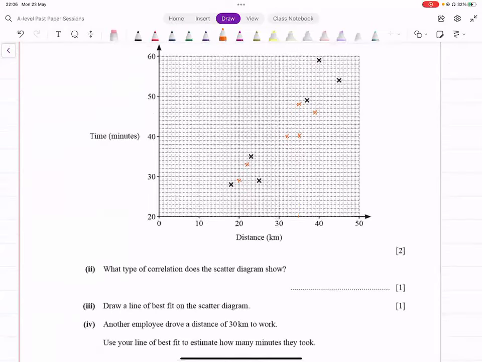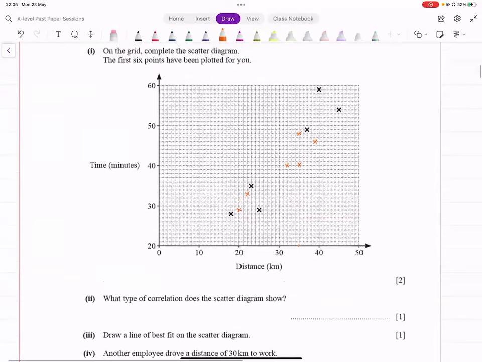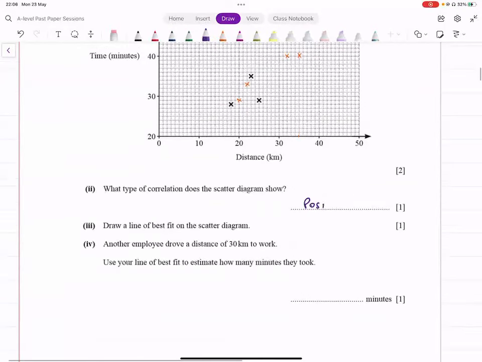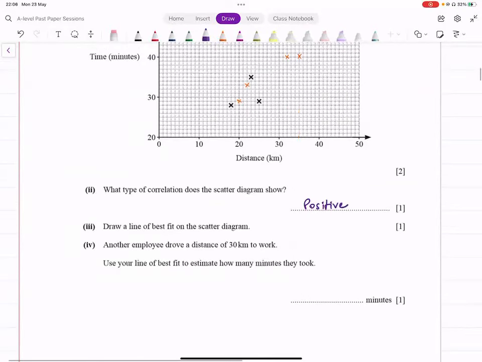The second part says, what type of correlation does the scatter diagram show? Basically, we have only two options, either positive or negative, right? If you look at the diagram, going from left to right, we're going upwards, right? So that's a positive correlation. Distance is increasing, and time is also increasing. So you'll say this is positive correlation. That's pretty straightforward.